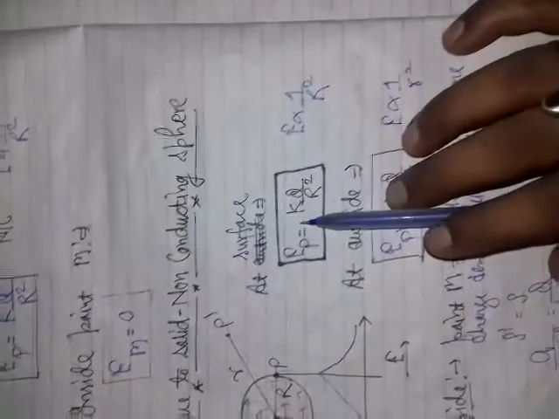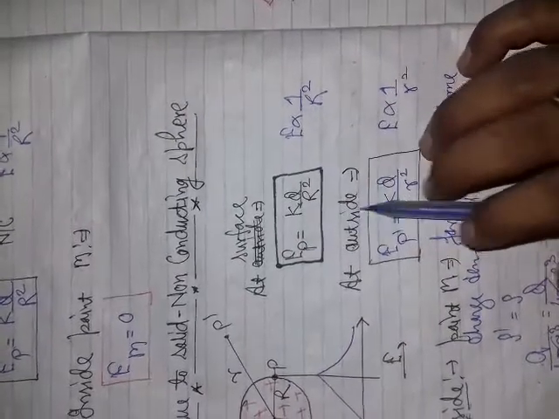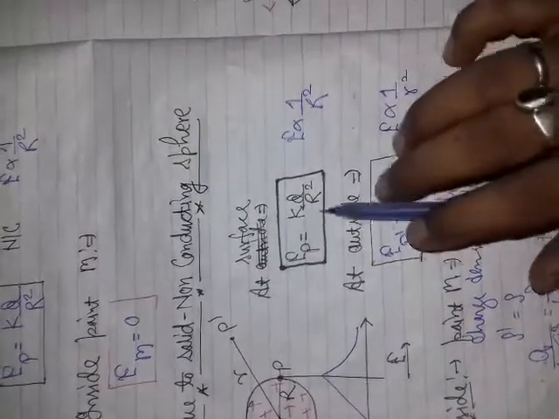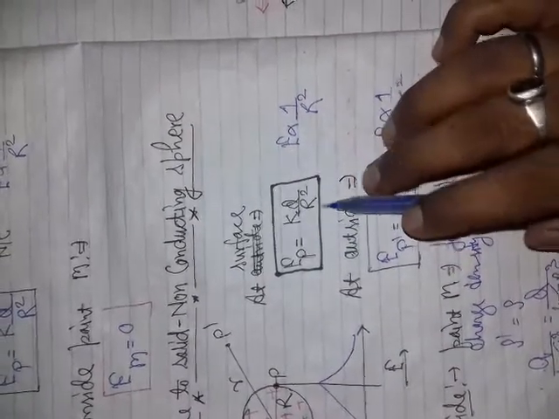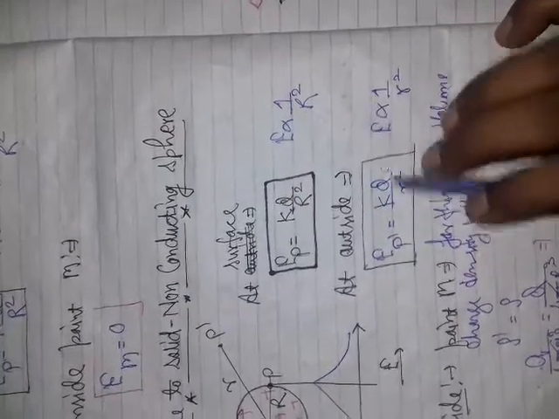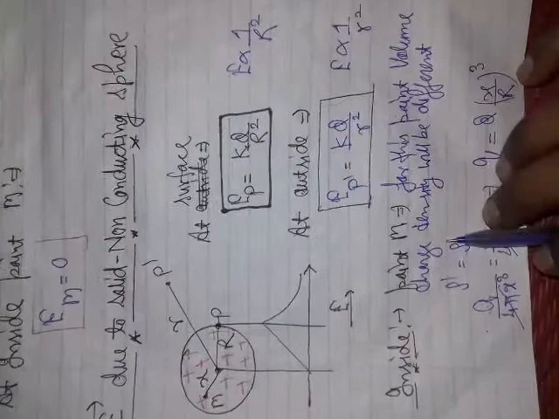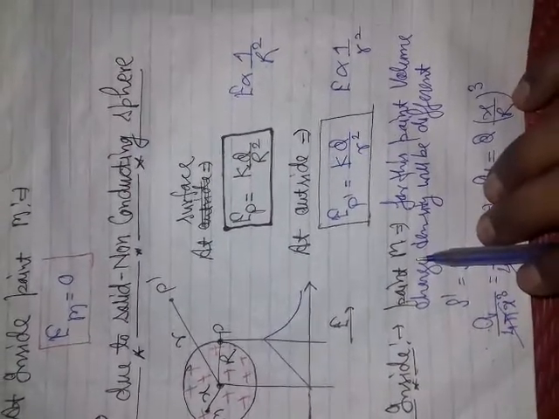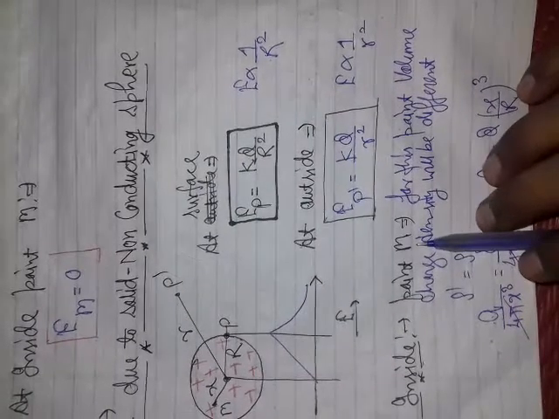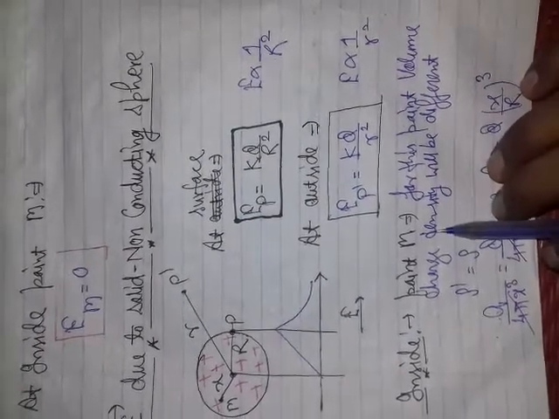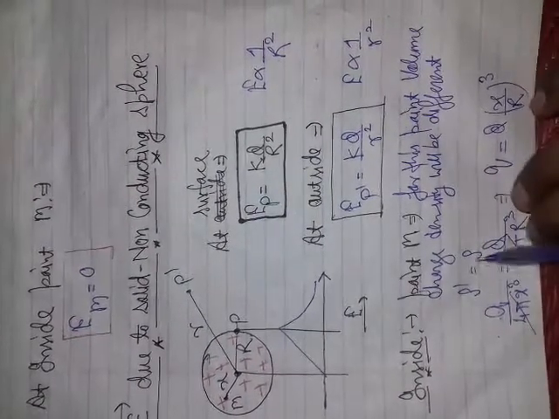For the surface and the outside point, the electric field values are the same as for the hollow sphere, that is, for the surface K capital Q upon small r square, and for the outside K capital Q upon small r square. The value is different for the point M, which is inside, because the charge density is different for the point M, which is situated inside the sphere.